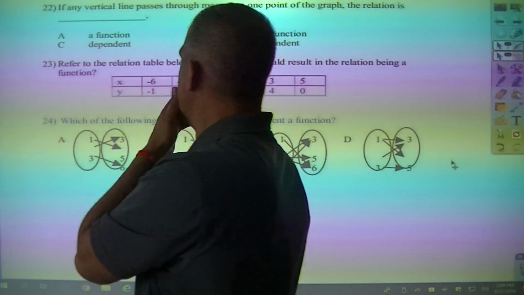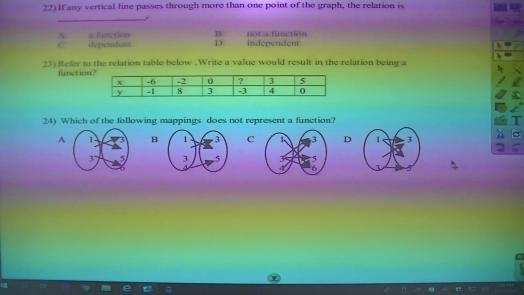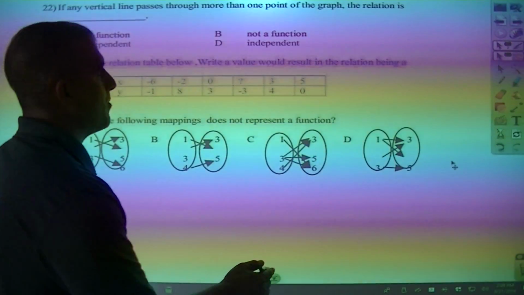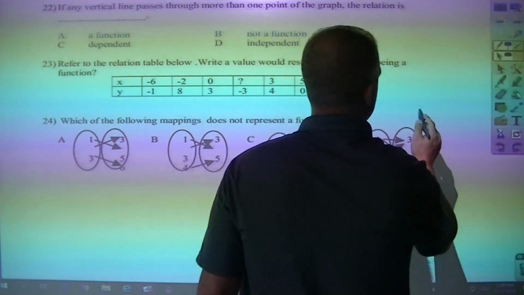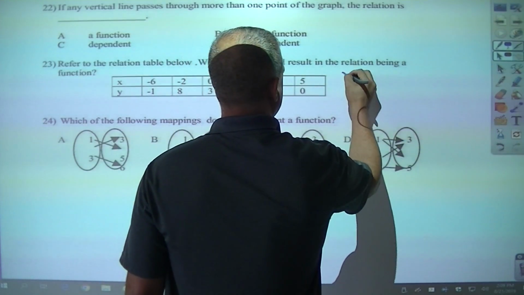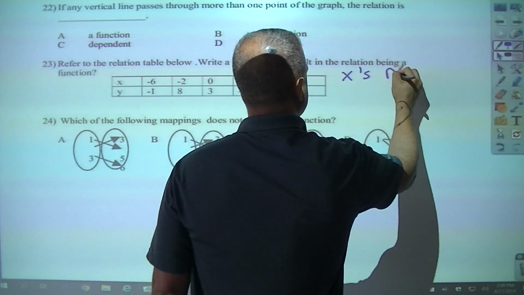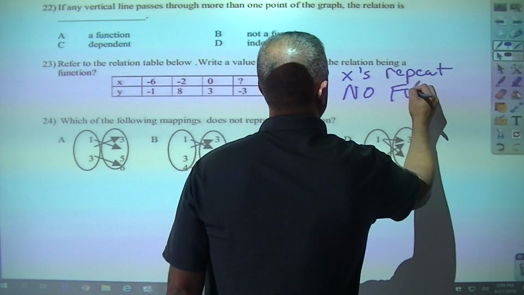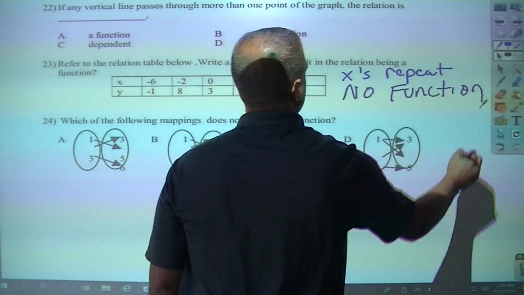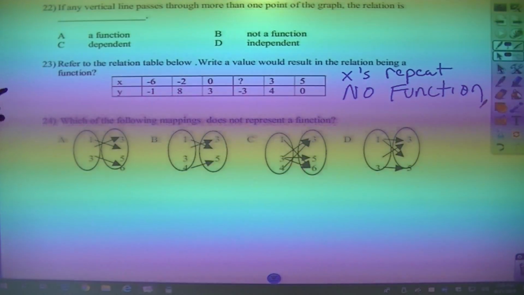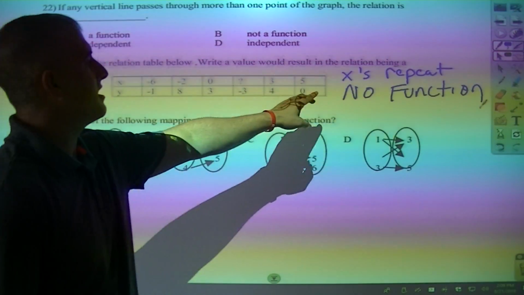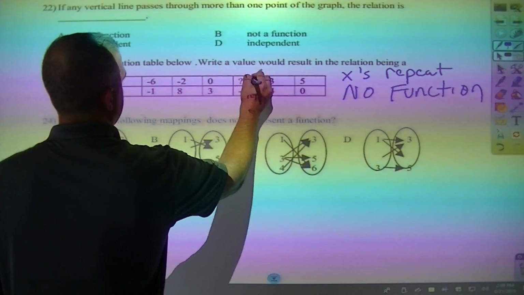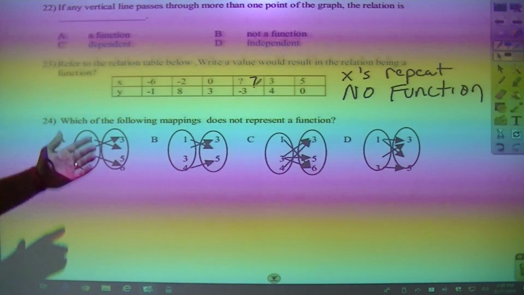All right. It says, which of the following, write a value that would result in the following being a function. So the only thing we need, here's another thing that you have, is x's repeat, no function. Okay? So obviously, it wants it to be a function. So in order for it to not be a function, the x's would have to repeat. So I could pick any x here. Let's say I pick 7. Okay? That's different, so I'd be good.